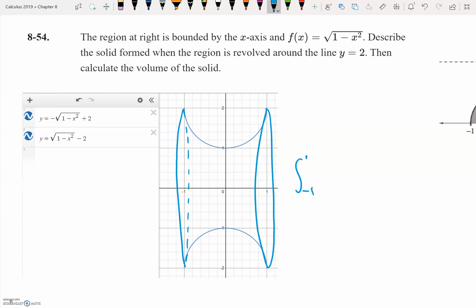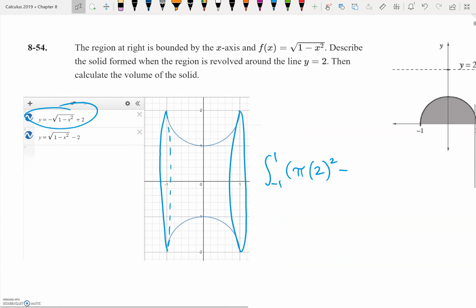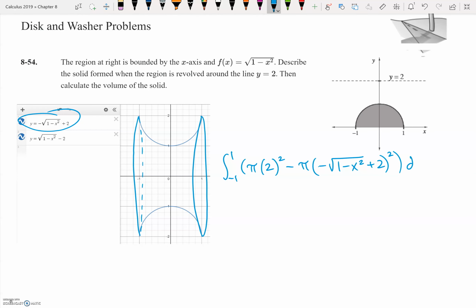So we're going to go from -1 to 1. And then our radius is going to be 2. So we're going to start off with pi 2 squared. And then we are going to be subtracting our equation of this graph. And this graph is this one. So that's going to be pi times (negative square root of 1 minus x squared plus 2) squared, because it's pi r squared, and dx.